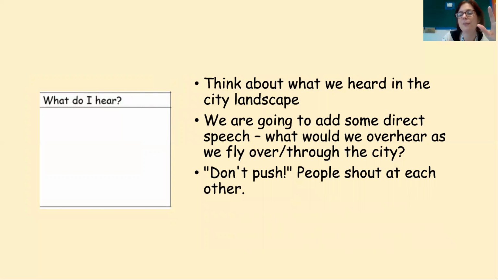So I've got here, "Don't push!" people shout at each other. Now notice that I've used an exclamation mark in this one because the people are shouting it. Okay, they're shouting it at each other. They're not shouting it at me as a bird. I don't really push people.